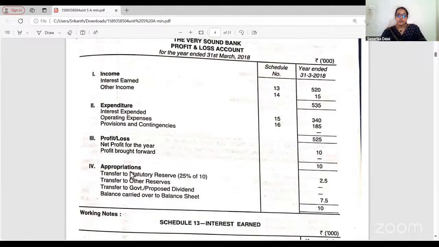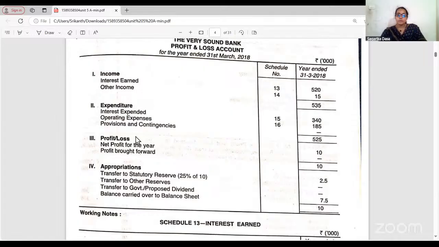Then the fourth one is your appropriations: transfer to statutory reserve. Definitely 25% we must transfer to statutory reserve, whether they mention it in the problem or not. It is a hidden adjustment. Then transfer to other reserves. Statutory reserve, even if they don't give it, we have to deduct it. For the remaining ones, if they give, we will take, otherwise we will not. Like transfer to other reserve, we mention it, take the amount if given, otherwise mention nil.